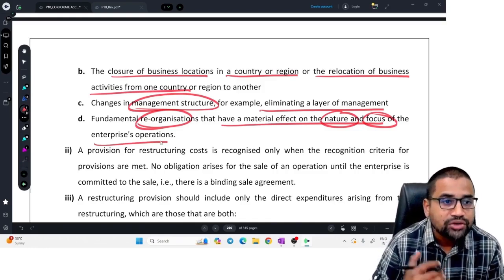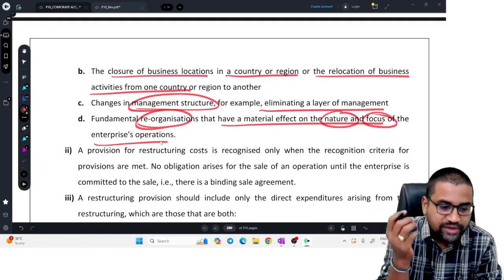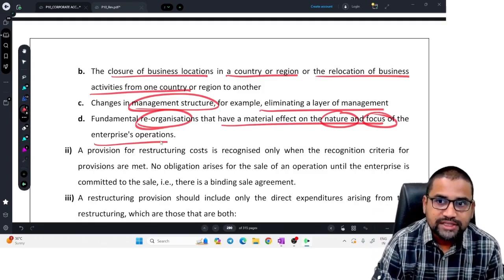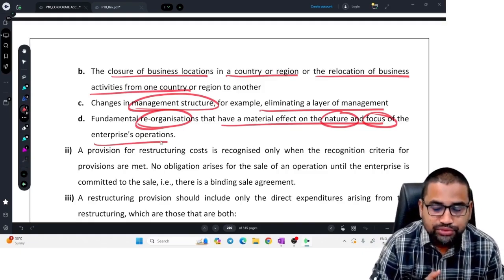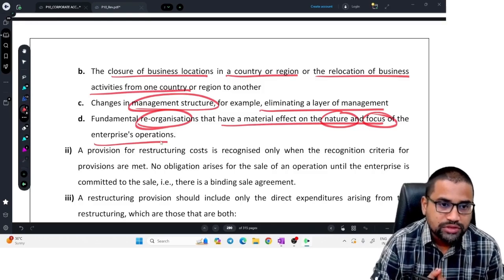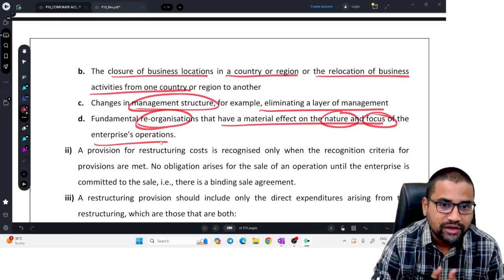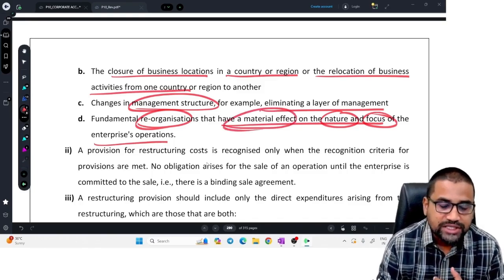What do they need to do? They need to do fundamental reorganization. Otherwise they will not succeed, na? Suppose, for example, now it is e-commerce, so digital. Every company has to do business online also. Suppose you are an old company and you are not doing business online, then you are no more there, gone. So every company has to change their nature and focus. Material changes they want to bring, fundamental reorganization.